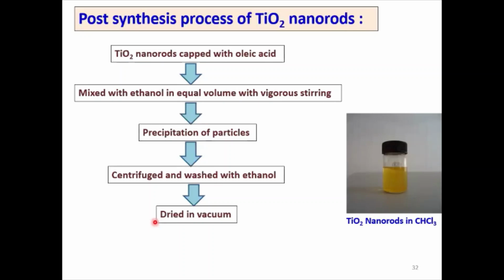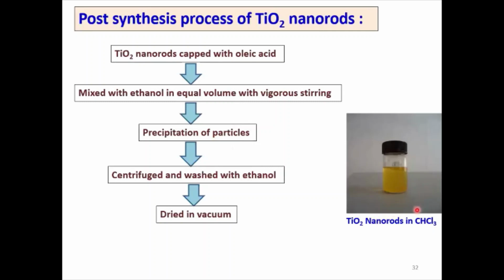Again, this titanium oxide nanorods with oleic acid is not useful for us when I go for dye-sensitized solar cells using these titanium oxide nanorods. So we made a ligand exchange process to move these titanium oxide nanorods from the surfactant oleic acid into chloroform or pyridine. We mix the titanium oxide with oleic acid with ethanol of equal volume and stir vigorously, which gives precipitation of particles. These particles are centrifuged and washed with ethanol.